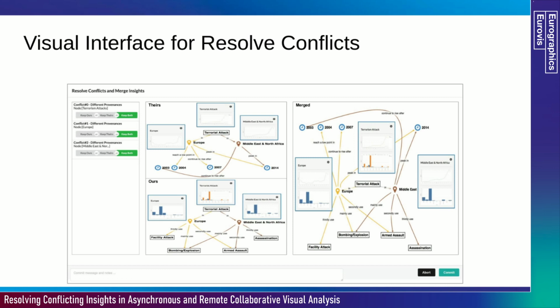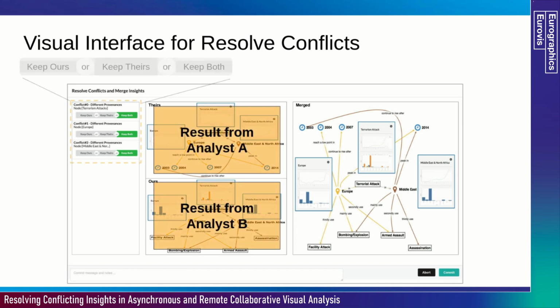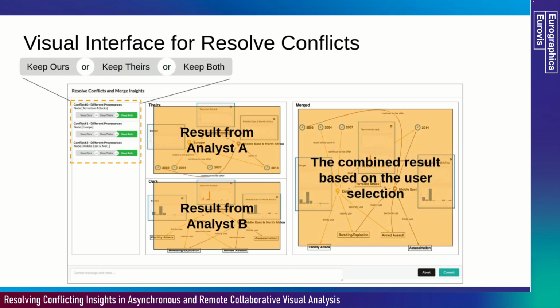Here's COVA's visual interface for identification and resolution of conflicts. It shows the 2 insight graphs from 2 different analysts that have conflicts. On the left panel, it lists all the detected conflicts and allows users to choose how to resolve each conflict by using their own results, using the other analyst's results, or merging them by using both the nodes and links in the 2 graphs. Based on the choices of the users, the results are combined and displayed on the right panel.